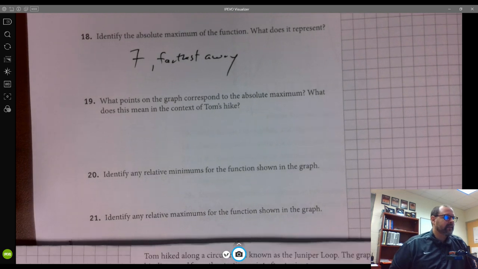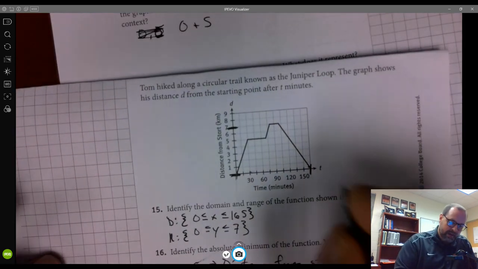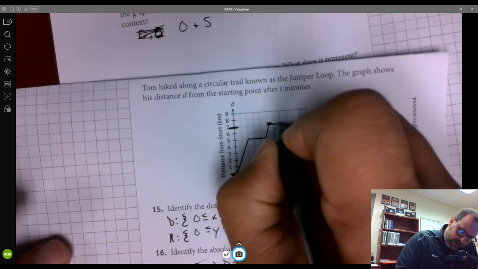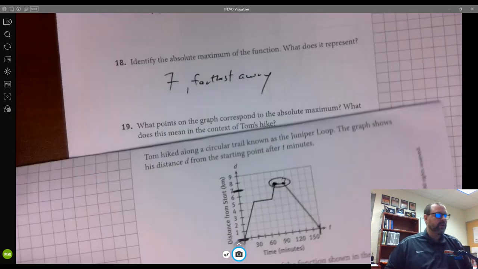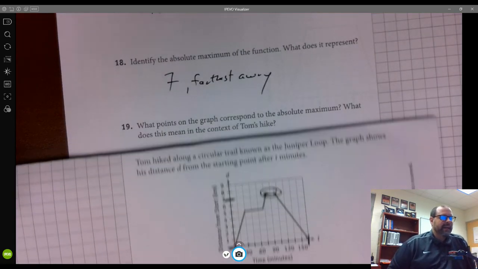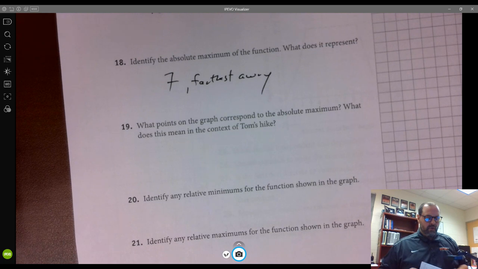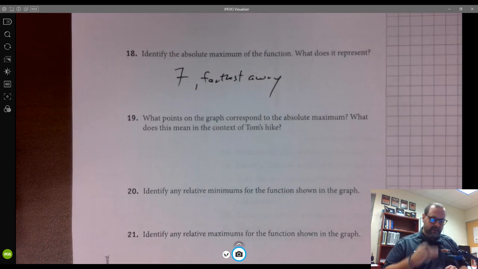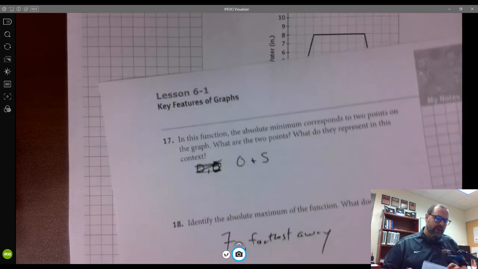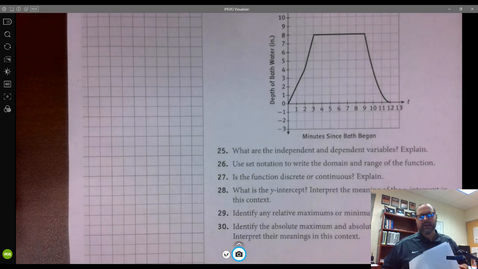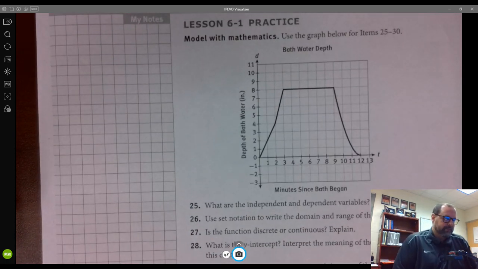What points correspond to the absolute max? Well, if I'm looking, I have 2 points here, really, but it's this section of points. And what does it mean? Again, if he's not getting any farther away, he probably just took a rest. So it's just getting you to look at and think about what are those different pieces of it and how do they fit in? Maxes, mins, finding your domains, all of those different pieces.